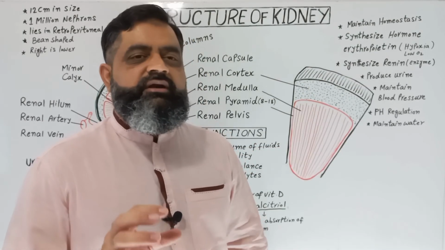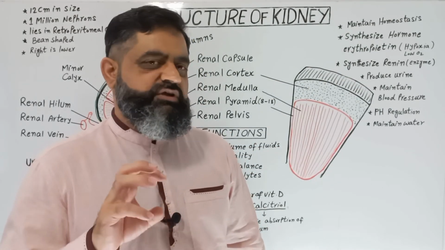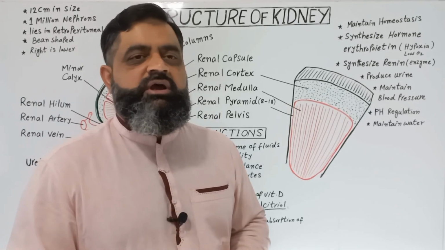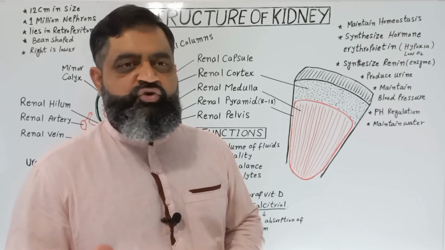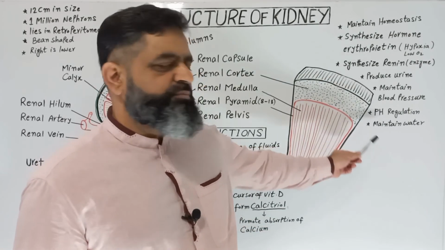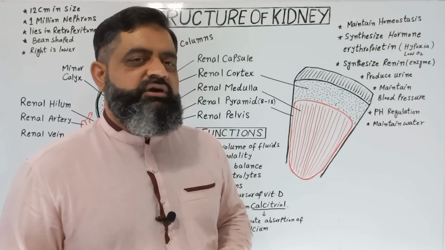As I mentioned earlier, our blood has a pH of 7.4. The kidneys help to maintain the pH within a narrow range, at 7.4, by removing extra H positive ions from the body. It also maintains water, which I already mentioned.